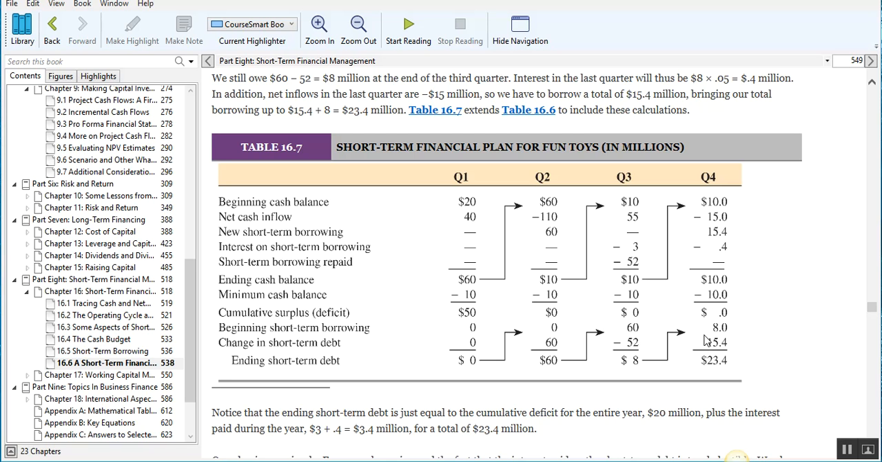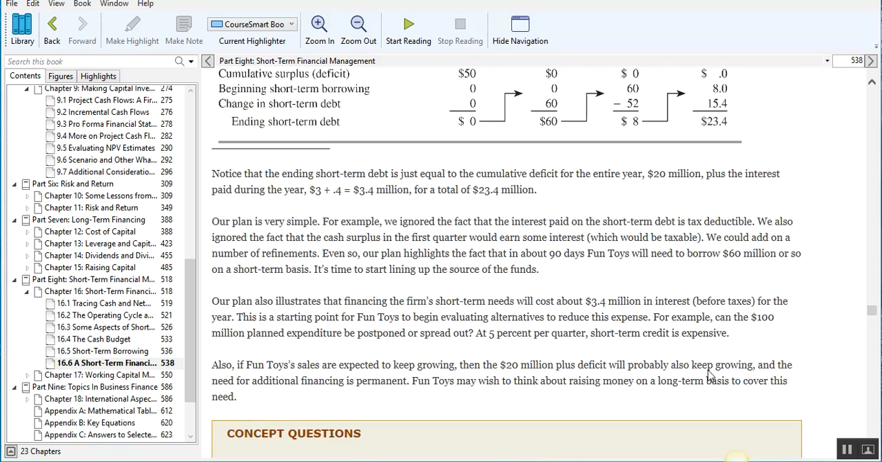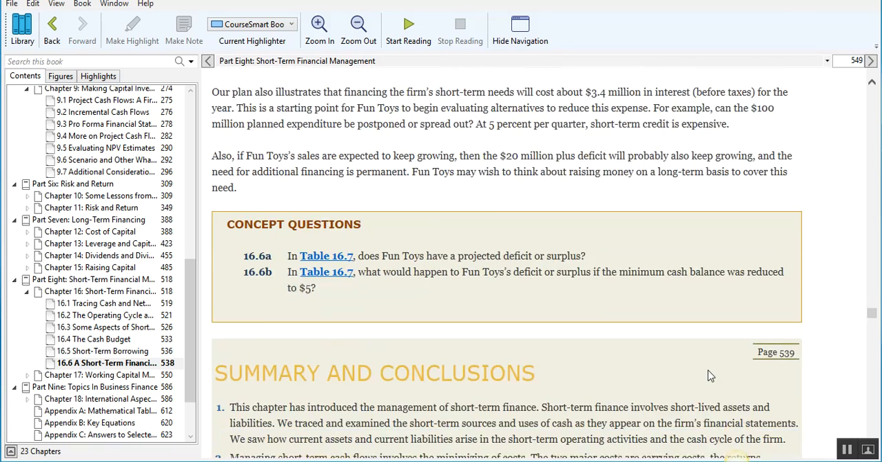And then you're going to take the carry forward ending short-term debt here, but in order to actually arrive at that minimum, you're going to have to put in another 15.4 because they show that right here. Since you had a negative 15.0 million in cash flow, you're going to have to cover that with short-term debt. So what you wind up with here in quarter 4 is 23.4 million in short-term debt.